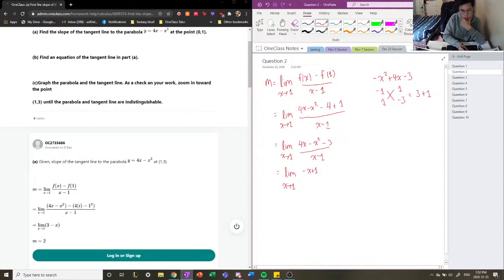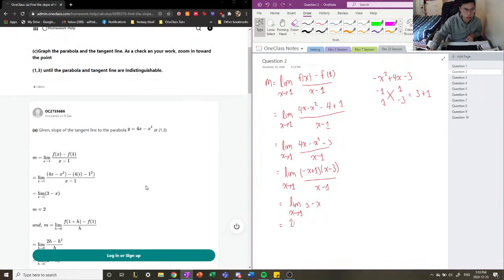So this is equal to the limit as x approaches 1 of negative (x minus 1) times (x minus 3), over x minus 1. This is equal to the limit as x approaches 1 of 3 minus x, because the factors cancel out, but we just factored out a negative, so we apply a negative sign to this term. If we plug in 1 now, we get 2. So the slope of the tangent line at (1, 3) is 2.